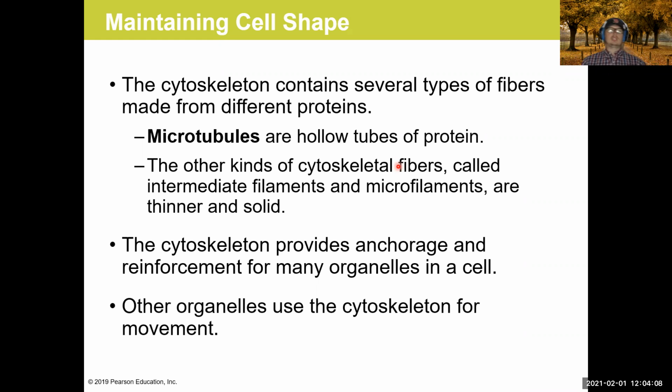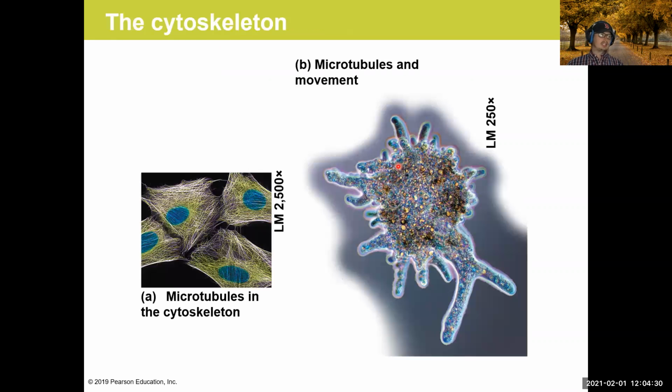And so what these protein fibers do is they really anchor organelles inside the cell and keep them in place. But then other organelles can kind of use the cytoskeleton for movement, almost like a monorail or like a zip line to help move across the cell. So here we have some figures of microtubules in the cytoskeleton, and then another image of microtubules and how they can grow out to help facilitate movement of those cells themselves.